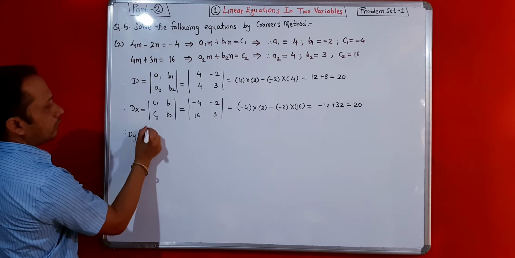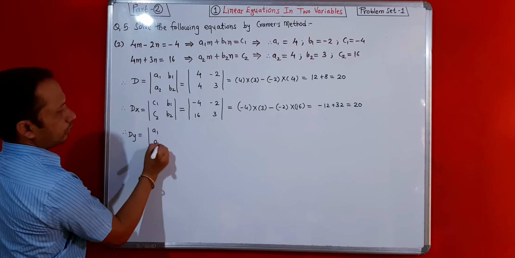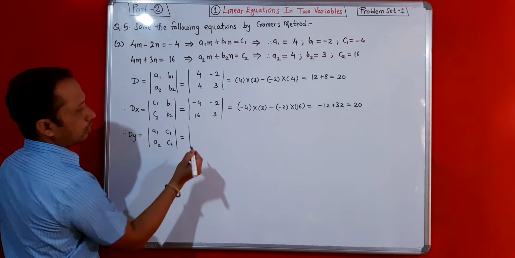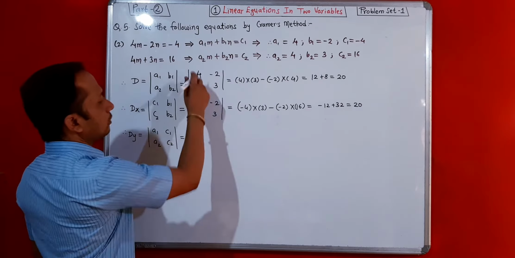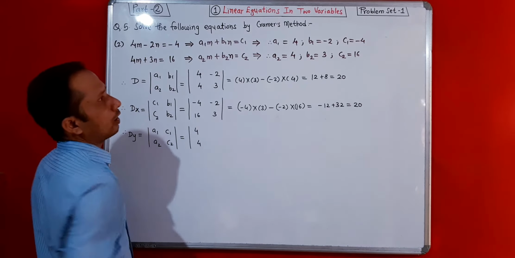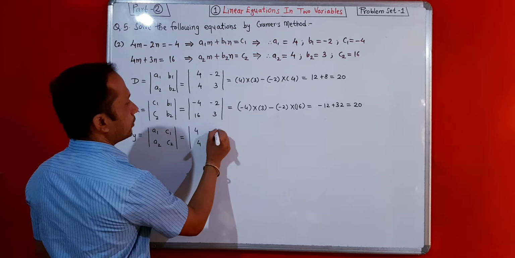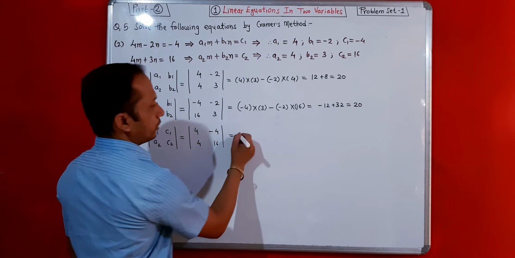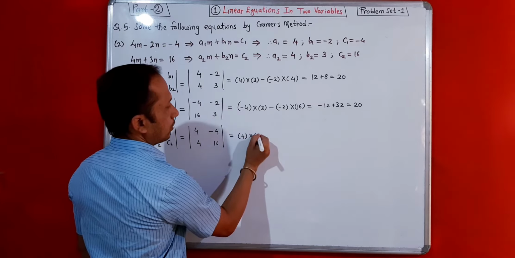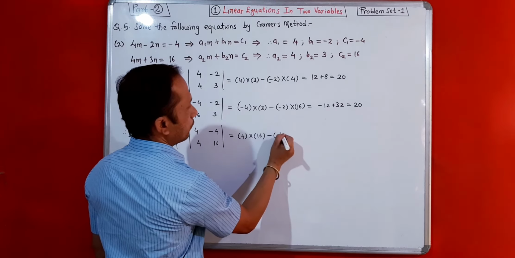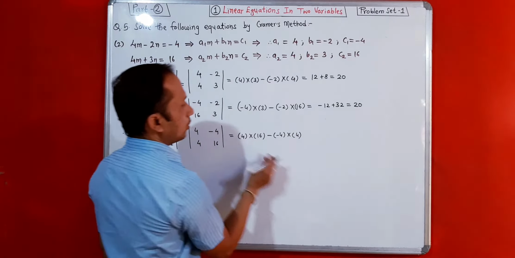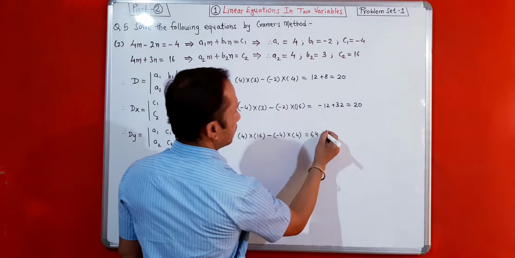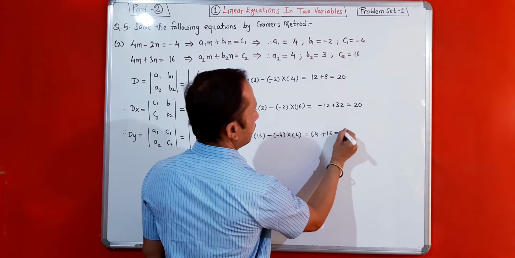So dy is equal to, you know that a1, a2 remain as they are, and b1, b2 change to c1, c2. Therefore put the values of a1, a2, 4 and 4, and c1, c2, minus 4 and 16. Now do the calculation. 4 into 16. Don't forget the pattern, minus 4 into 4. This is 64 and this is plus 16. So it is 80.